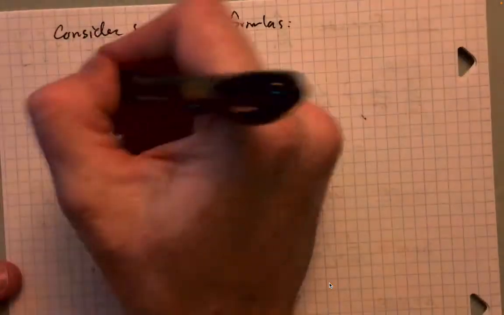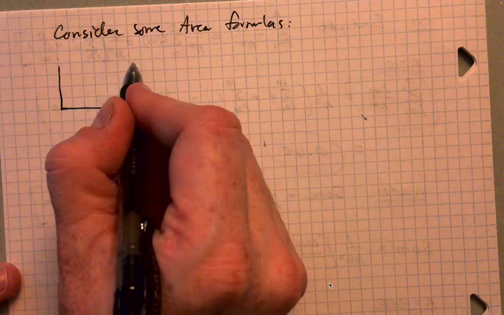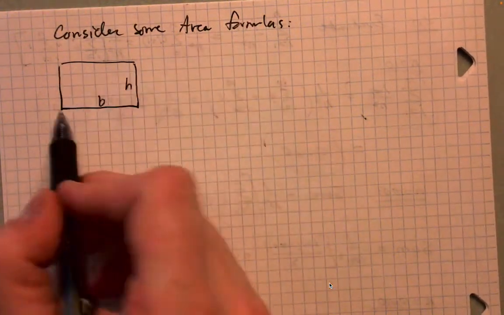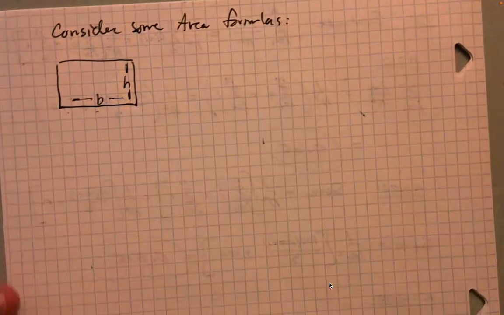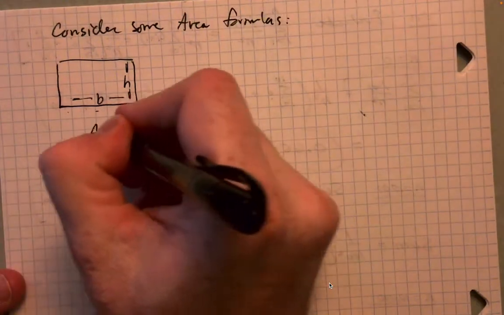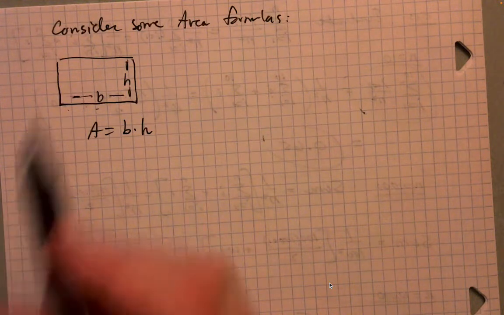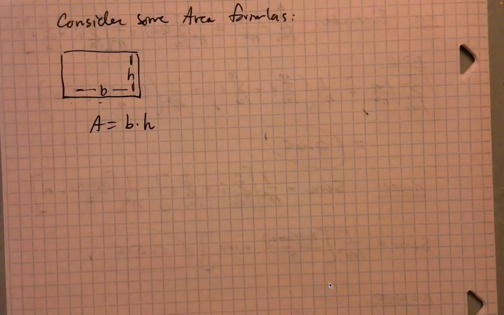For example, the one that everybody knows, the area of a rectangle. You've got a base width, meaning the width here, and you've got a height, and the area here is the base times the height. So the amount of stuff inside the rectangle can be calculated as the amount of stuff in this dimension times the amount of stuff in that dimension, which gives you the amount of stuff in the entire space.